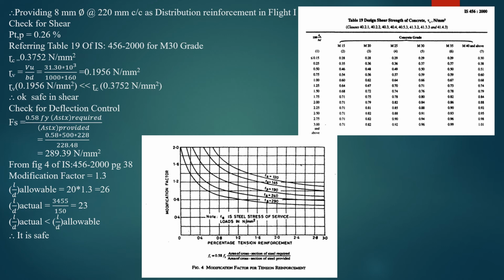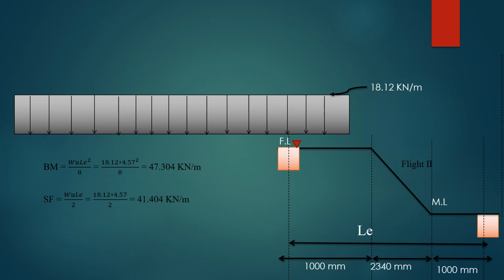Now I will also tell you about the check for deflection. I am not going to go in detail. Here we can see that fs is equal to 0.58 fy AST required upon AST provided. So fs we got is 289.39 Newton per mm square. From figure 4 of IS 456 page 38, we got the modification factor as 1.3. L by d allowable we got is 20 into 1.3, and L by d actual is 23. So here L by d actual is lesser than the L by d allowable, therefore it is safe in deflection. Let us move to the next slide.